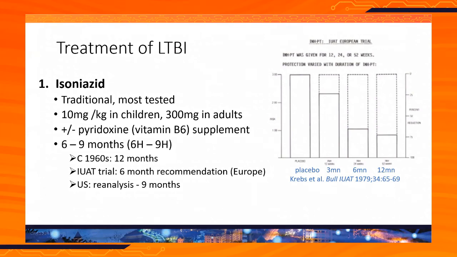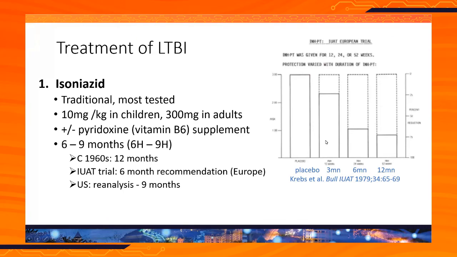There's been a lot of debate over the years of how long you should give isoniazid for. In the first statements for treating LTBI in the 1960s, it was given for 12 months. But then trials done initially in Europe in the early 1970s by the International Union Against TB settled on 6 months. And on the right is the graph of the outcome for placebo, 3 months, 6 months, and 12 months. And you can see that there's a substantial better reduction in TB with 6 months, which is slightly less than 12 months, but nearly equivalent.